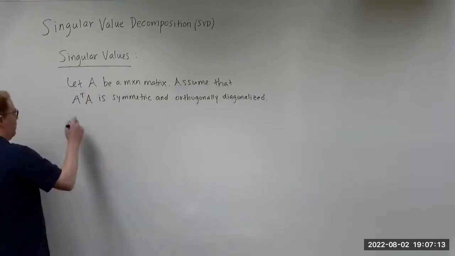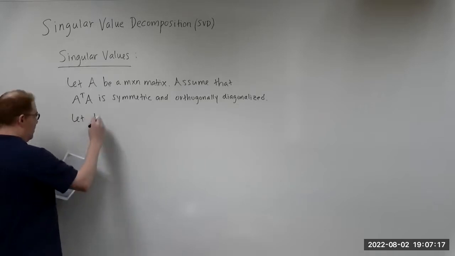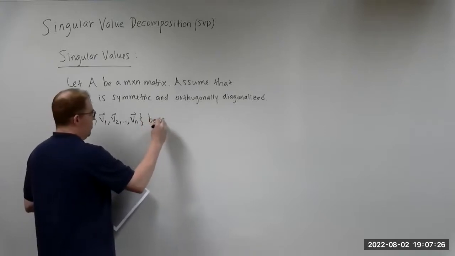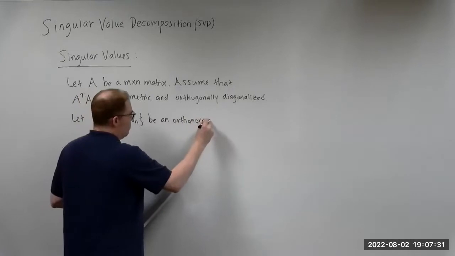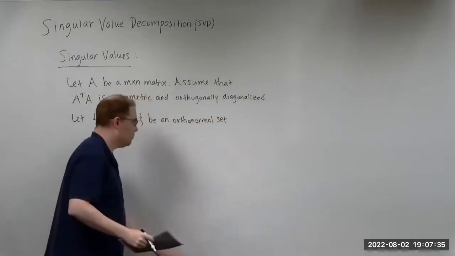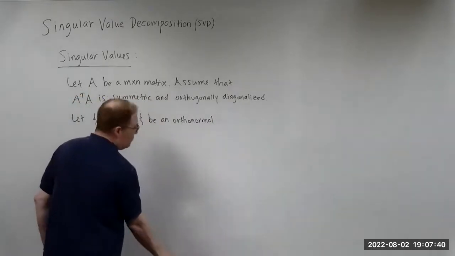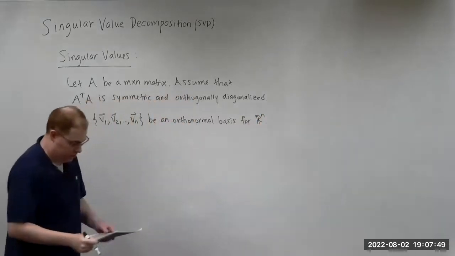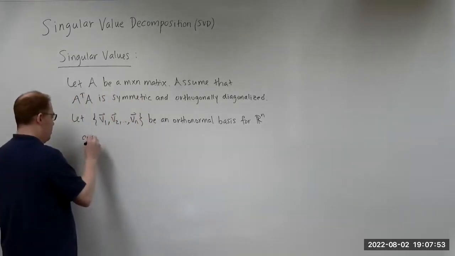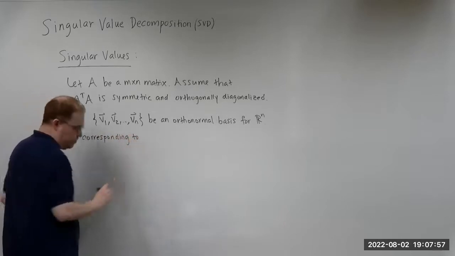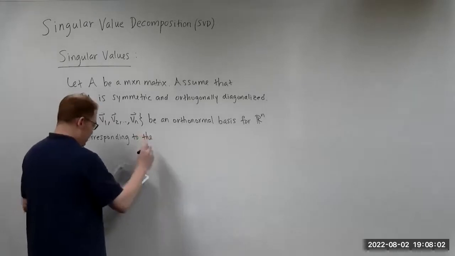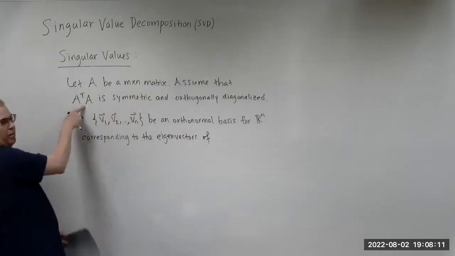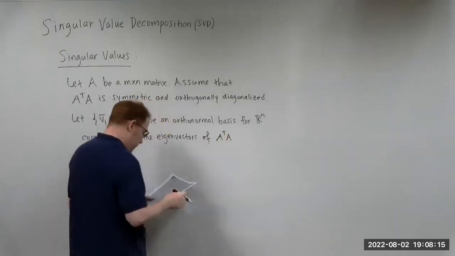Okay. So we have a collection of vectors here. We're going to call this v1, v2, through vn, be an orthonormal set. Not only that, it's an orthonormal basis for our vector space R^n, corresponding to eigenvectors of this matrix, A transpose A.